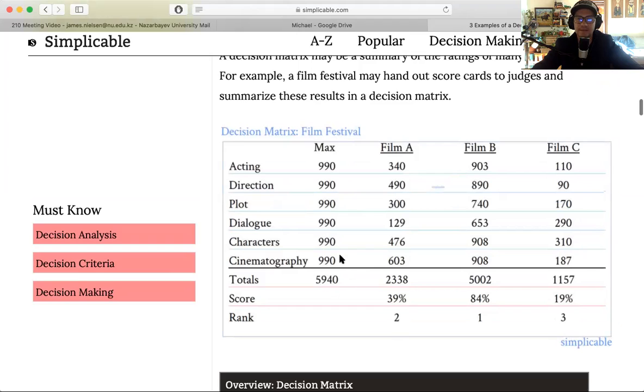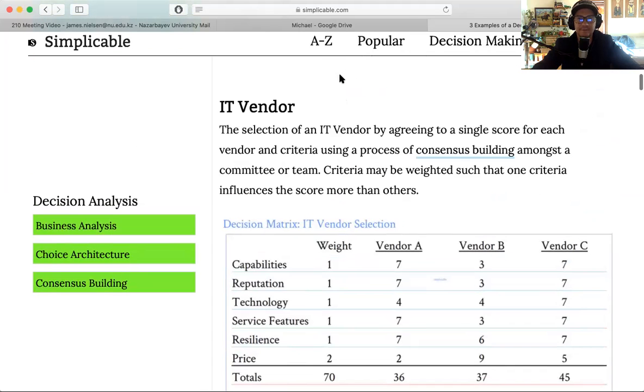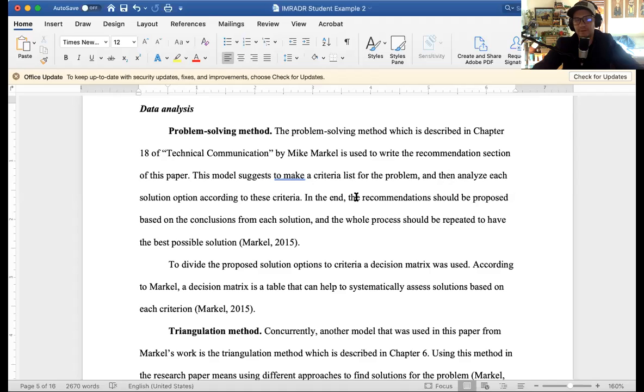This one gives you a max as well. Why 990? I'm not sure. But all right, so hopefully that's helpful there. You can do it in different ways. There's not just one way to create a decision matrix, but I do expect it to be understandable. You want to make sure that it's written so that it makes sense.